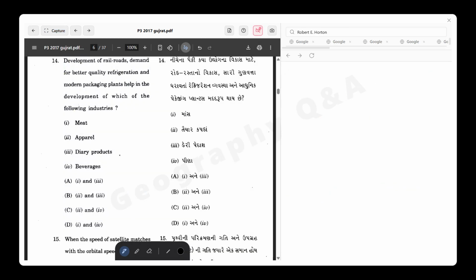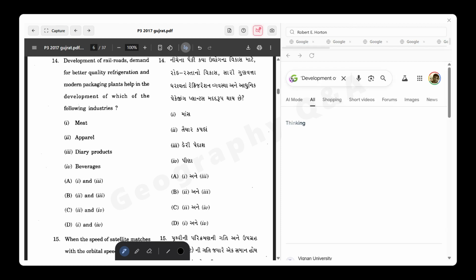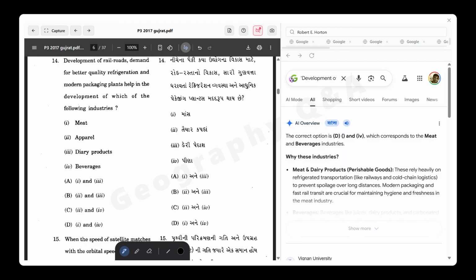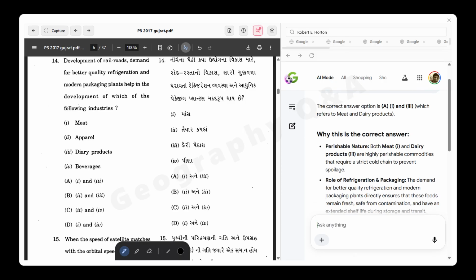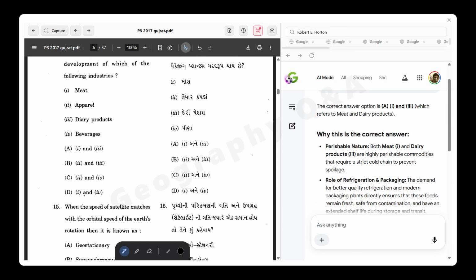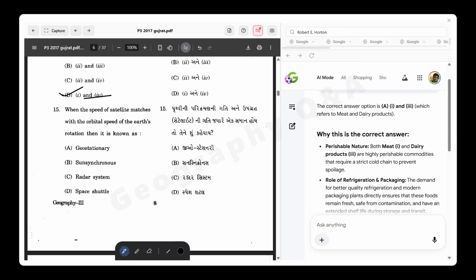The development of railroads, demand for better quality refrigeration and modern packaging plants is the development of which of the following? Meat, apple, dairy products and beverages. Meat and dairy products are the preferable choice because they need refrigeration. So option A and option D, that means D is the correct answer.